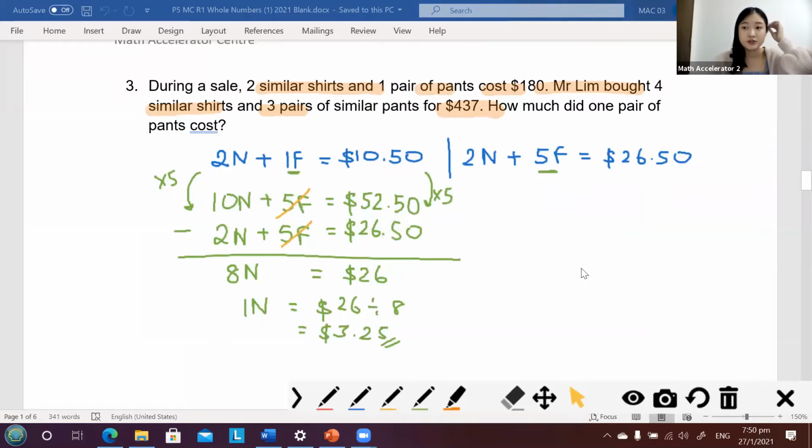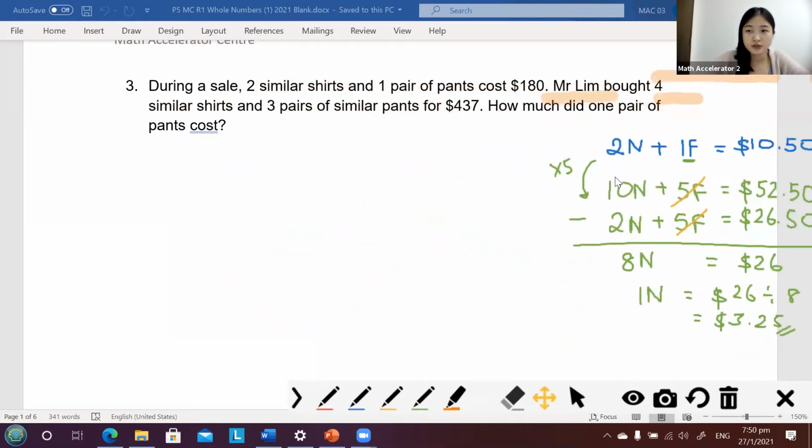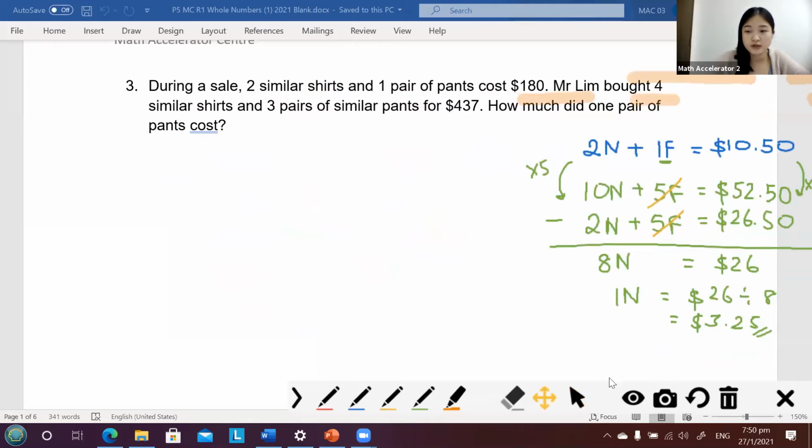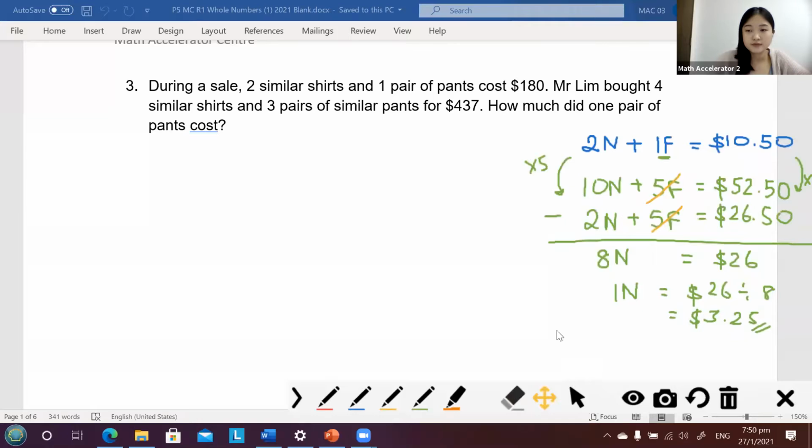Okay, let's go to question 3. I'll leave the question 2 answer on the side here, if you're still copying. This was question 2. Now we're on question 3.